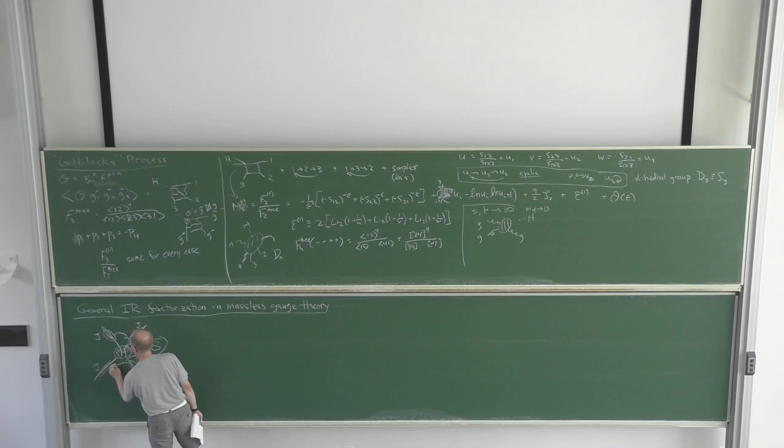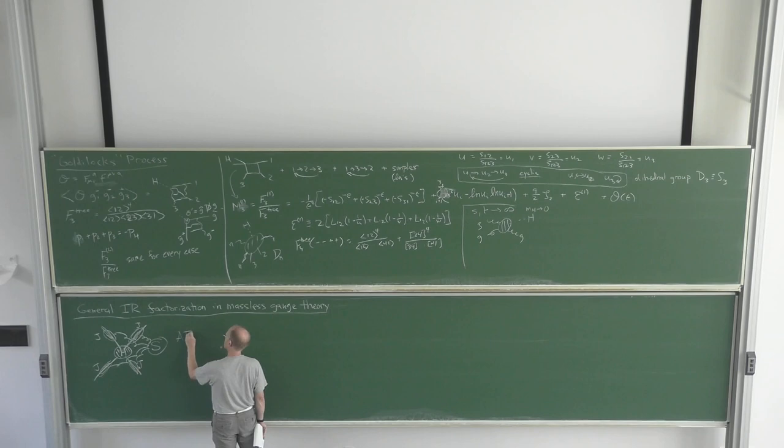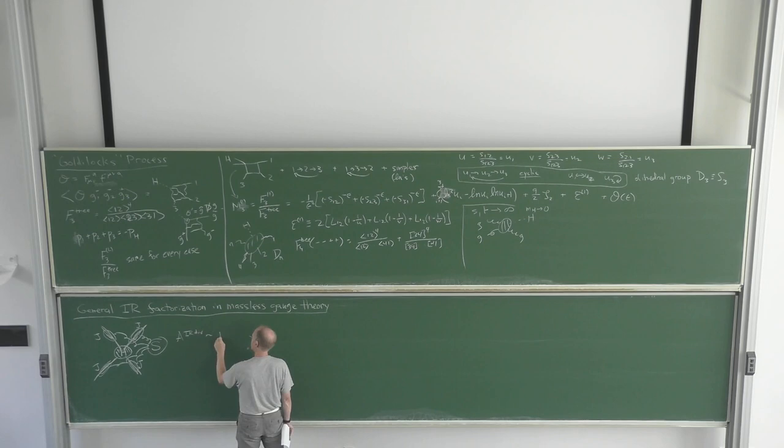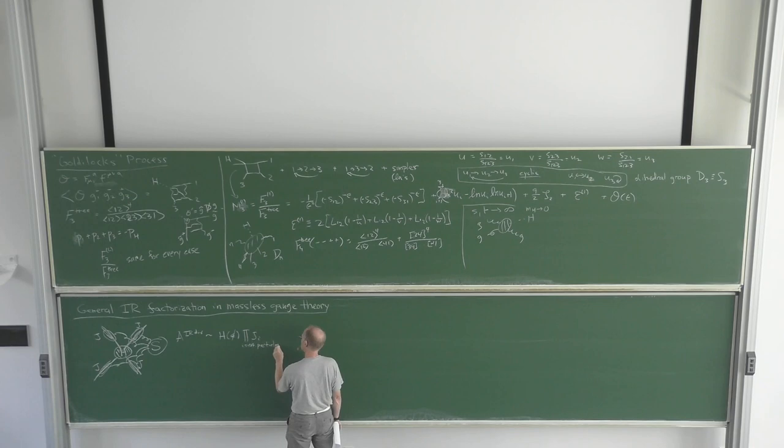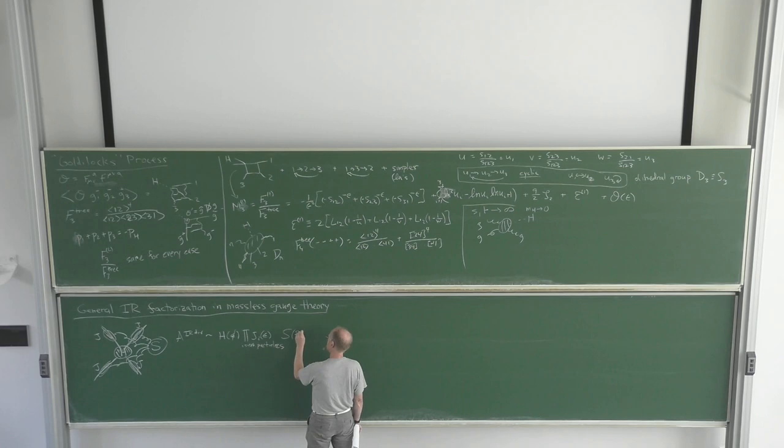So the IR divergent part looks like a hard function which does not contain any epsilon. It's finite as epsilon goes to zero. And then there's a product over jet functions for each of the external particles. And these depend on epsilon, but they don't really have much dependence on the kinematics. And then there's a soft function that depends on the momenta of the external particles, on all of them. So that's illustrated schematically here.